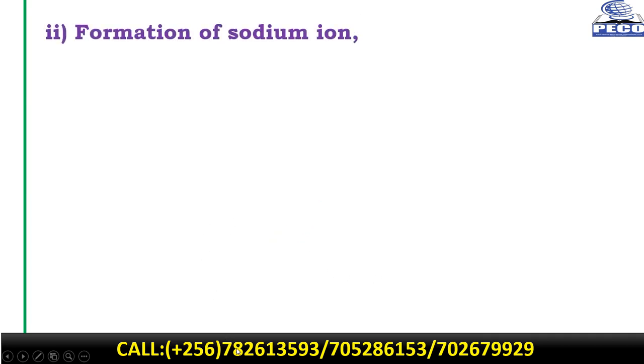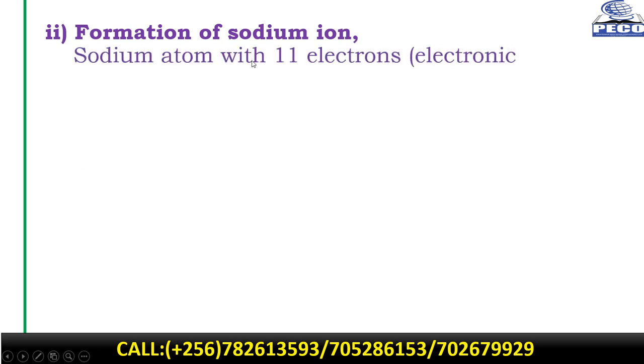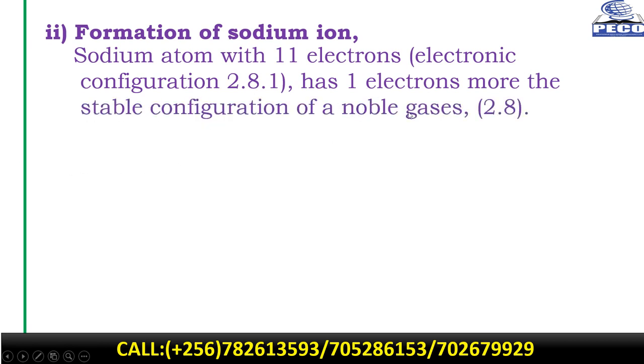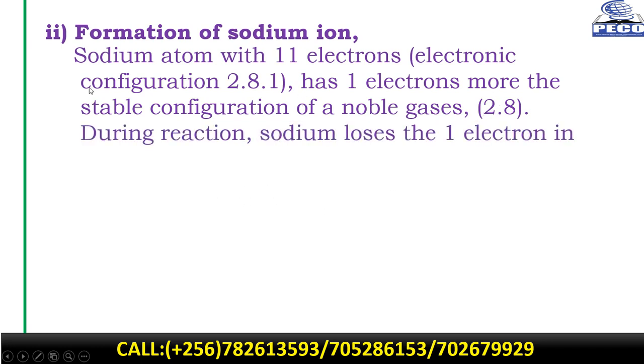Now based on that, let's look at the formation of a sodium ion. The sodium atom with 11 electrons has an electronic configuration of 2, 8, 1. So it has 1 electron more than the stable configuration of a noble gas. Remember, most of the noble gases have 8 outermost electrons, or they have only 1 energy level with 2 electrons. So the sodium wants to be stable like a noble gas, but it has to lose this 1 electron here.